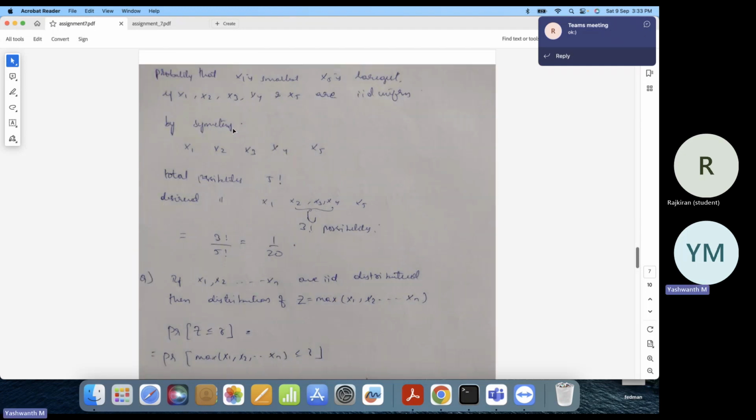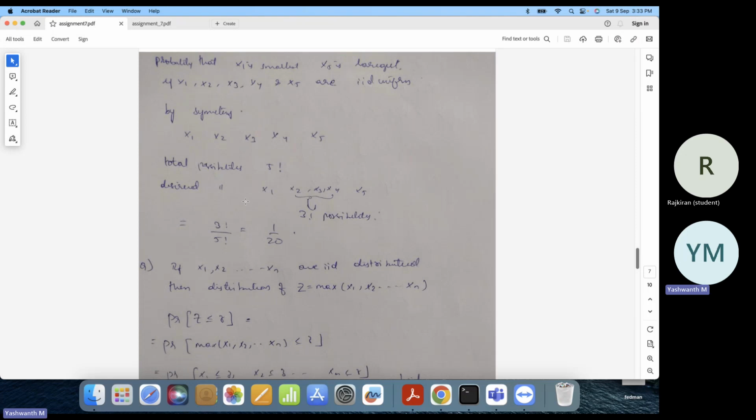Okay. So by symmetry, we have these things, right? You can have five factorial possible arrangements of these random variables, and any of them is equally likely, of all these five factorial arrangements, right?